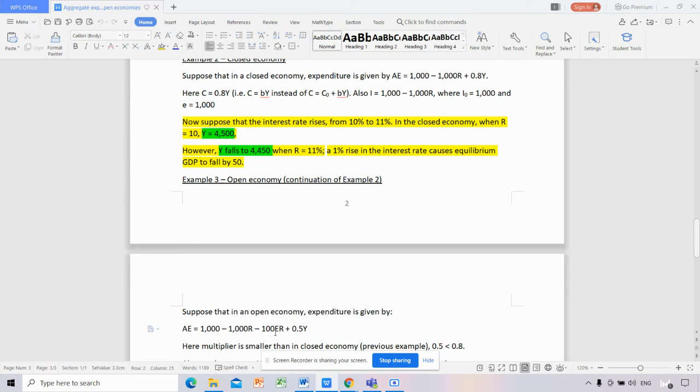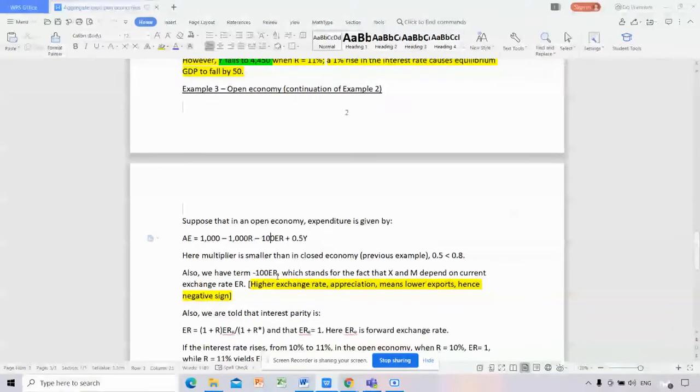We also have the exchange rate here because it's an open economy. In the closed economy, the exchange rate does not matter. And why is there a negative sign in front of the exchange rate? Because a high exchange rate means a stronger currency, appreciation of the currency, lower exports, higher imports, and a negative effect on aggregate expenditure. That's why it's necessarily a negative sign, showing that aggregate expenditure is negatively related to appreciation of the domestic currency.